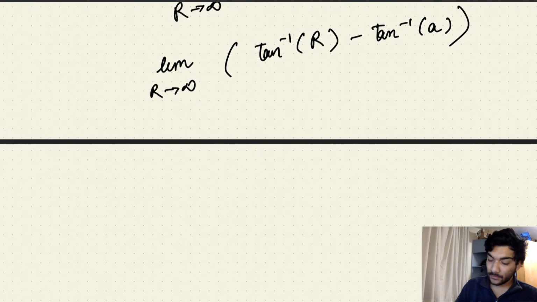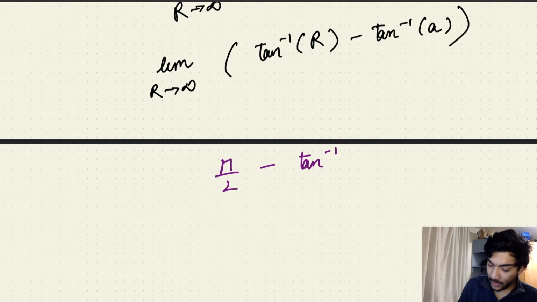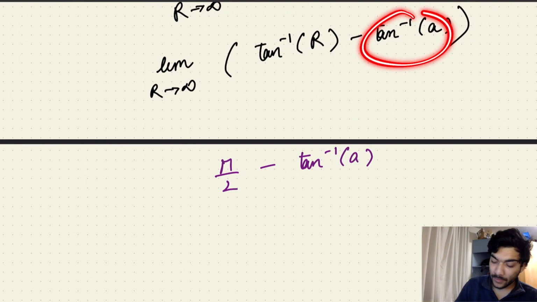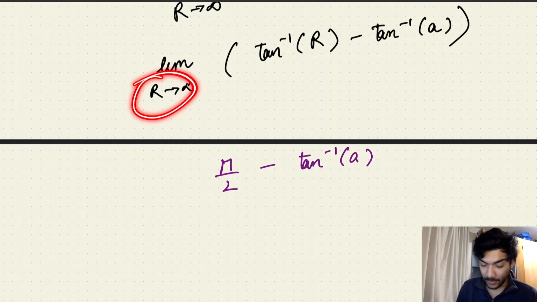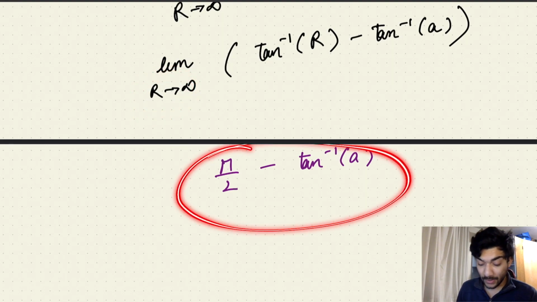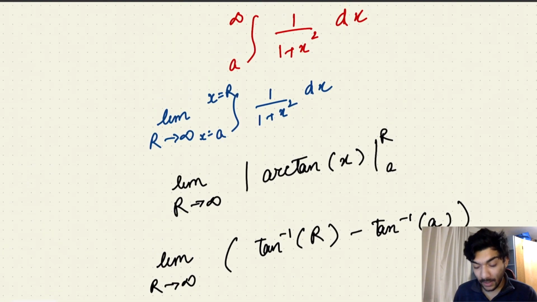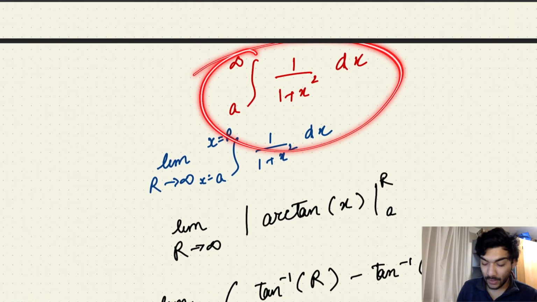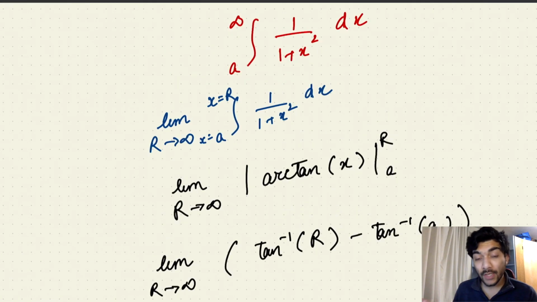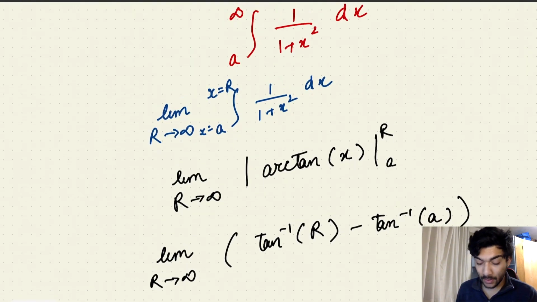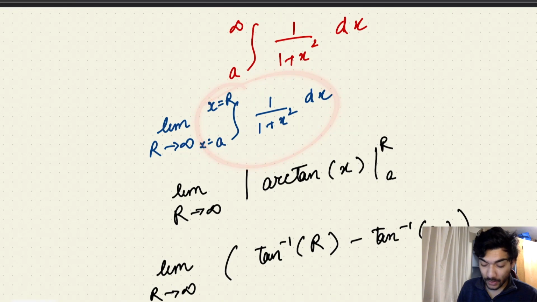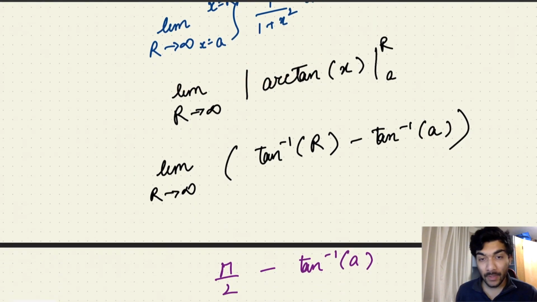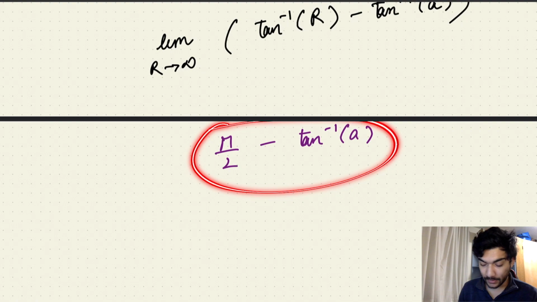So if we solve this expression, this is basically pi by 2 minus tan inverse a, right? Because the second expression doesn't change since it does not have a capital R in it. So now this answer will be the final answer to your definite integral over here. So you noticed how easy it is to calculate such types of integrals when you know the concepts in order to simplify these integrals into this form and then take the limit in order to calculate the final answer.